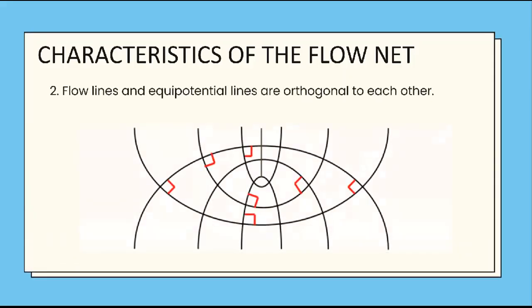So the second characteristic of the flow net is that the flow lines and equipotential lines are orthogonal to each other, meaning they should intersect each other at right angles.